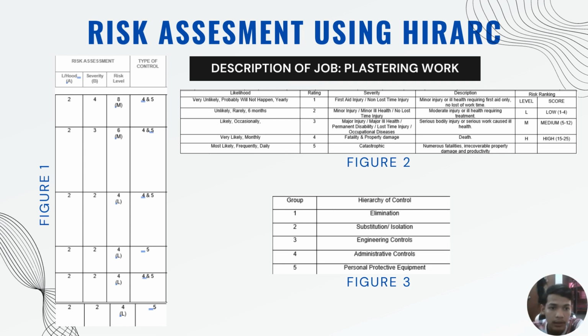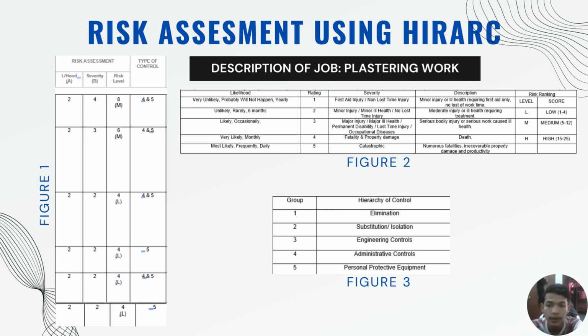If the risk level is 1 to 4, the level is low, and if the risk level is 5 to 12, the risk level is medium, and the last one is high, that is from 15 until 25.